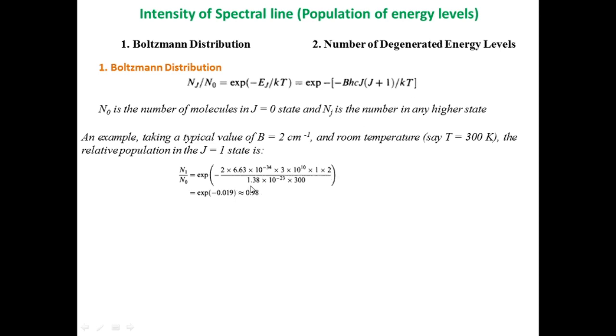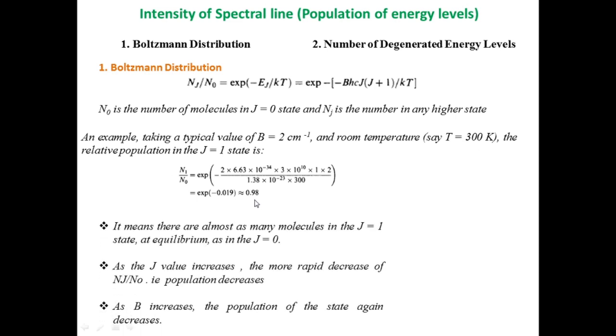k is the Boltzmann constant, and the value is 1.38 into 10 to the minus 23, and we are calculating at room temperature T, in Kelvin, 300 Kelvin. So when we substitute these values, we get N1 by N0 is equal to 0.98. It means that there are almost as many molecules in the J1 state as in the J equal to 0 state. That is, the J0 state and J1 state are both almost equally populated.